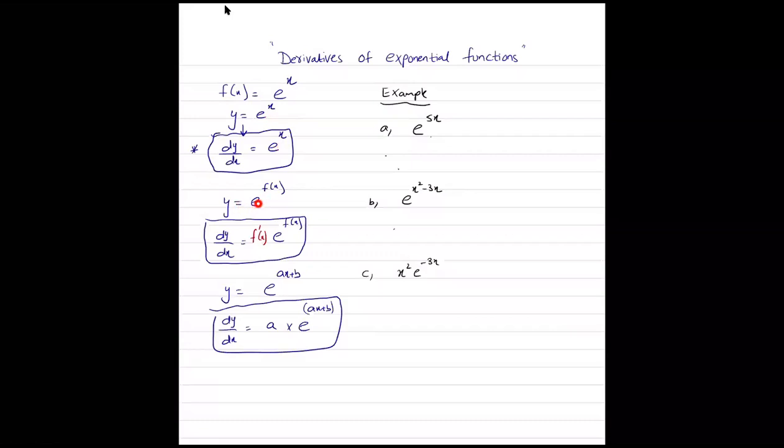But if e is raised to a power that is itself a function, for example 2x plus 5, f of x can have any value. In that case, the differentiation is going to be e to the power of f of x as it is, times the differentiation of the power.